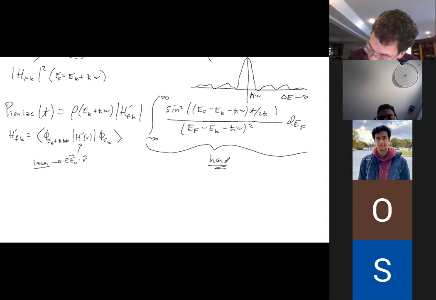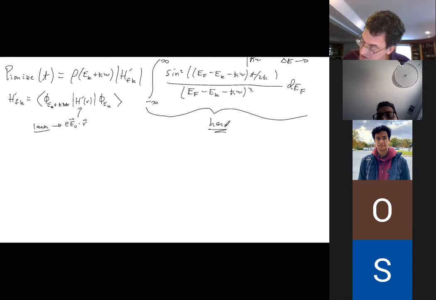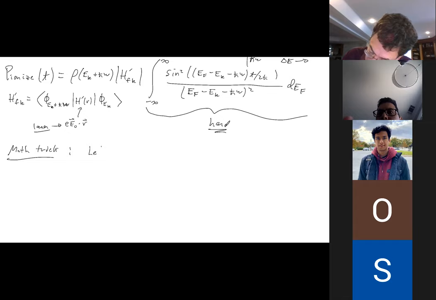Okay, and so now let's do this integral. To do this integral, we'll do a math trick, and the math trick is a change of variables. We're going to define a new variable u equal to that mess inside there.